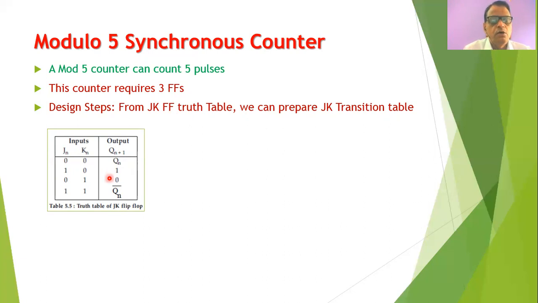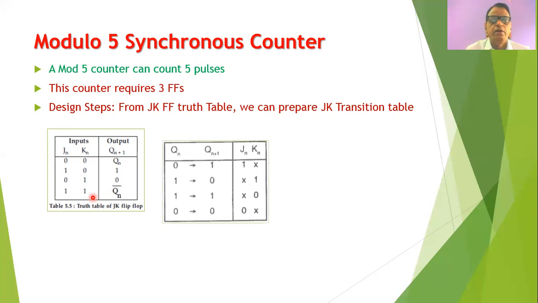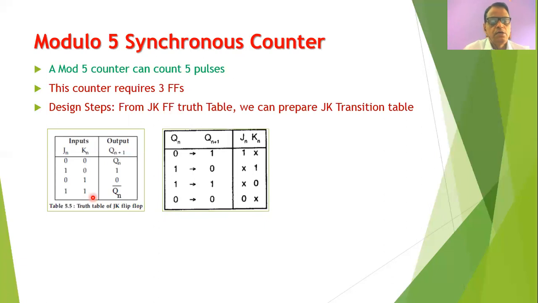For 1, 0, the output is 1. For 0, 1, the output is 0. And when J and K are equal to 1, then there is a toggle state. That is, the output Qn plus 1 is the complement of the initial state Qn. Now from this truth table, we can easily prepare the JK transition table.